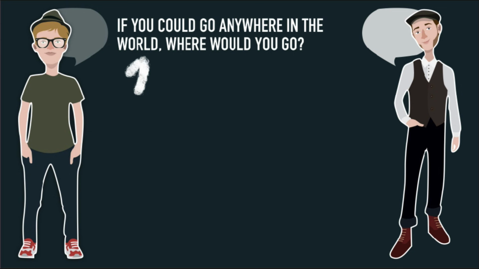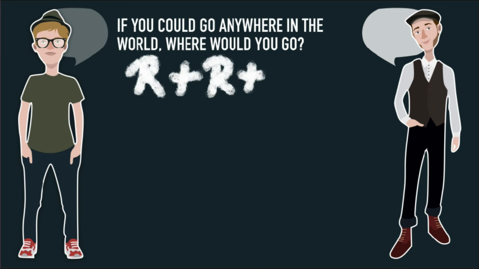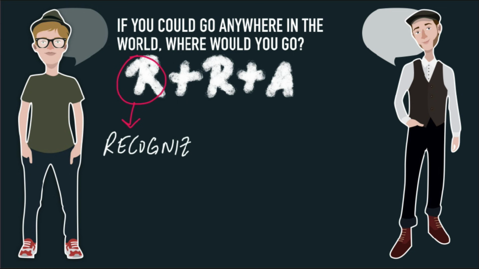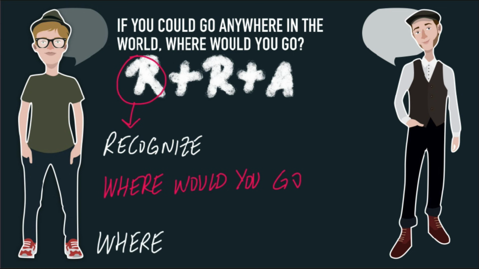Okay, so once again, our formula is R plus R plus A. The first R is, do you remember? You got it. Recognize. Remember, we are going to recognize which of the five W's the question is asking us about. So the question again is, if you could go anywhere in the world, where would you go? So the focus is, where would you go? And which of the five W's is this? That's right, you got it. Where? So the focus of this question is where.